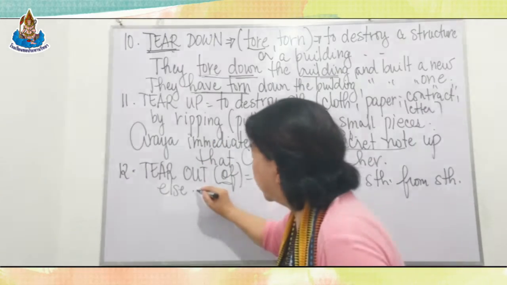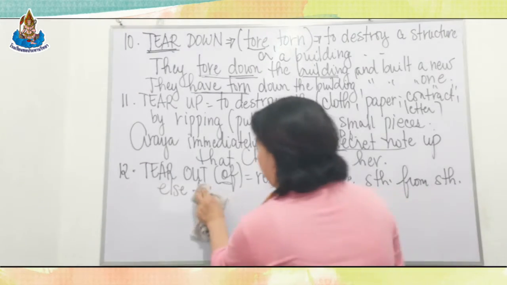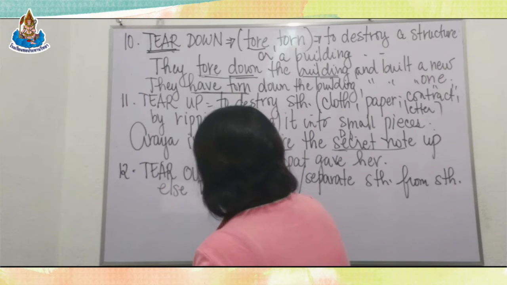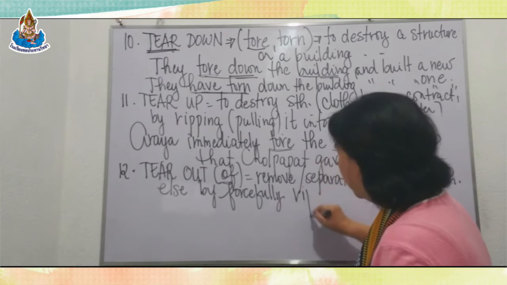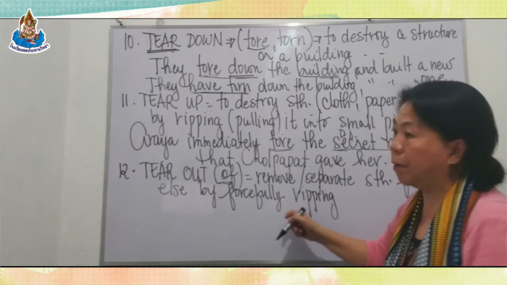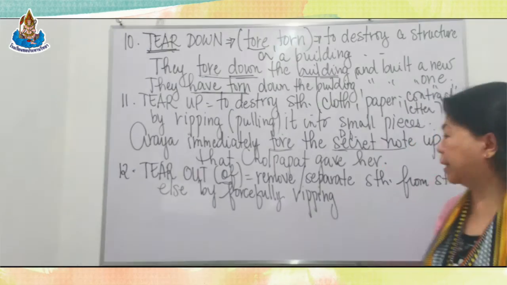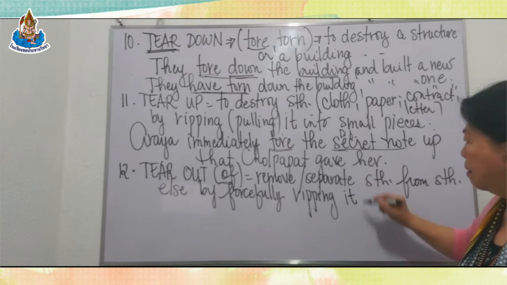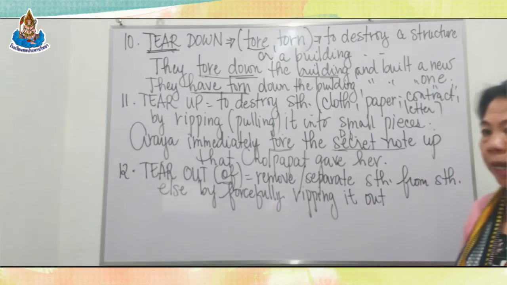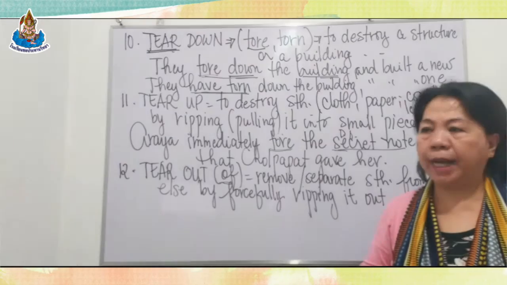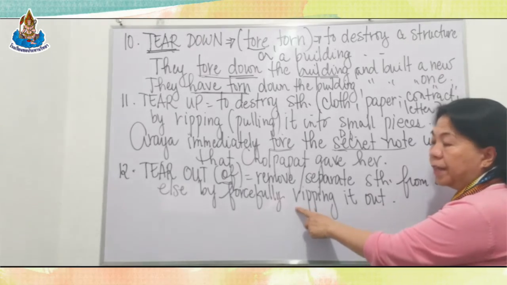By what is the process? By forcefully ripping. Again, the meaning of ripping is pulling. By forcefully ripping or pulling it out. Okay. Now, in this case, then, you should have something else to remove this thing that you want to rip.